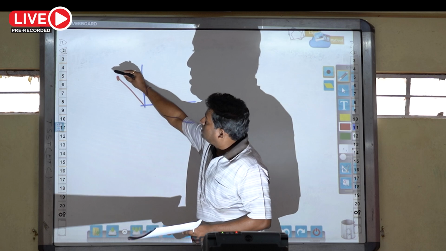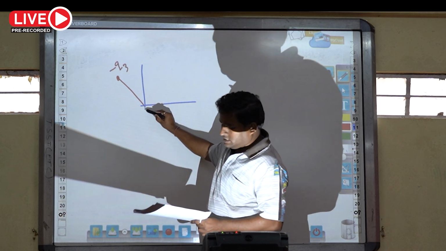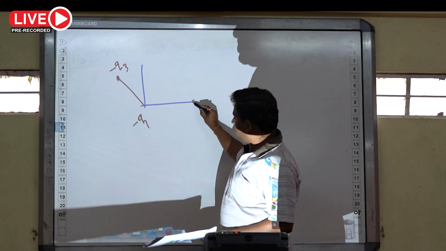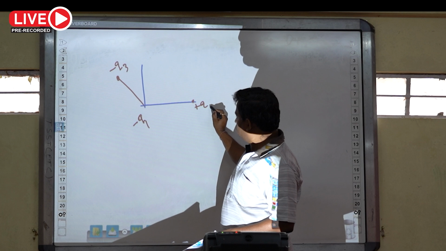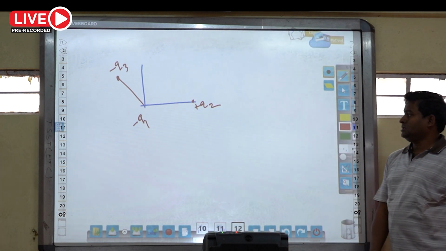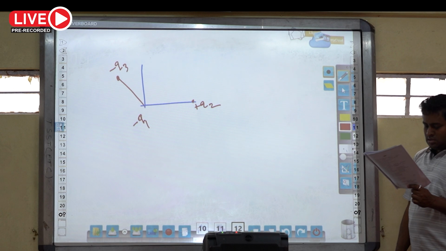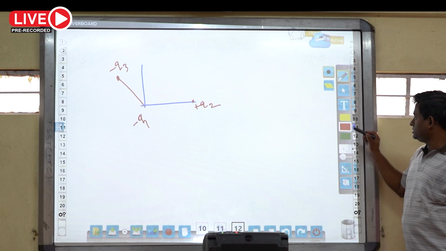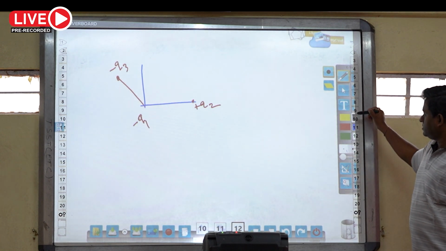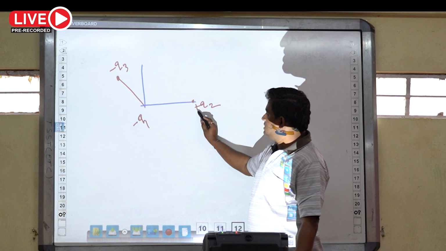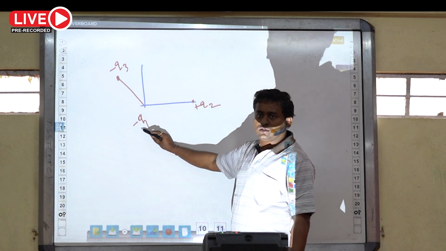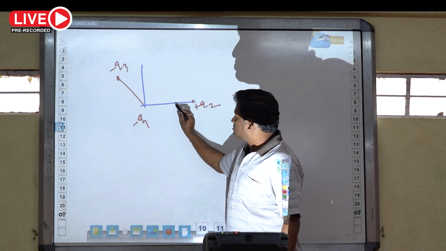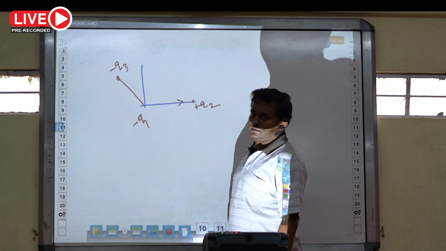There is a charge given, minus Q3. There is another charge, minus Q1. There is a charge, plus Q2. Now, the X component of the force on minus Q1, that we have to calculate. First thing, this Q2 will exert a force on this, and that will be attractive because this is positive, this is negative. So this force is acting along this direction.